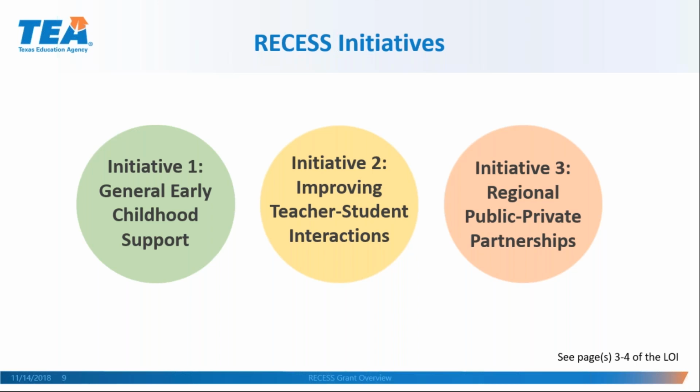Dependent on the number and quality of applications, TEA aims to choose no more than one grantee per initiative per region in order to diversify the impact of the grant. In addition to funding for grant-specific activities, the grant will fund a full-time support specialist per initiative per grantee to implement the activities and requirements of the grant.